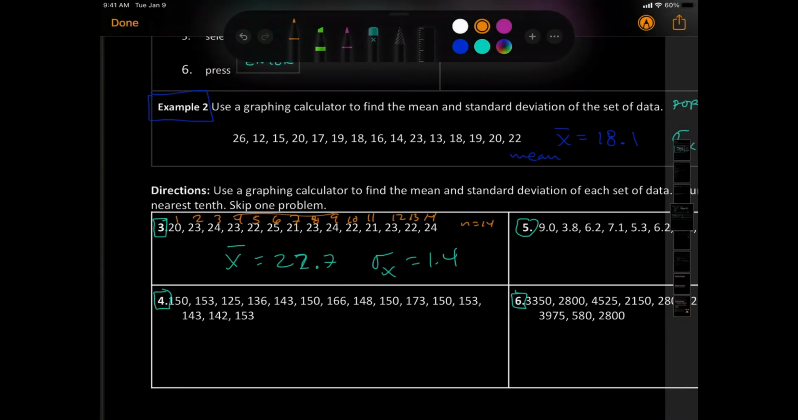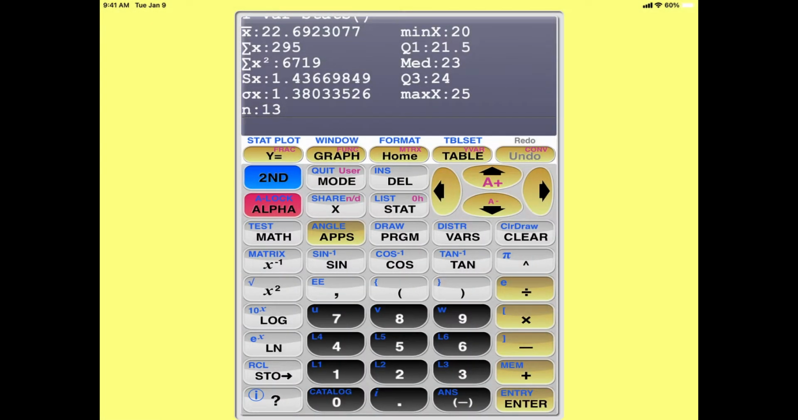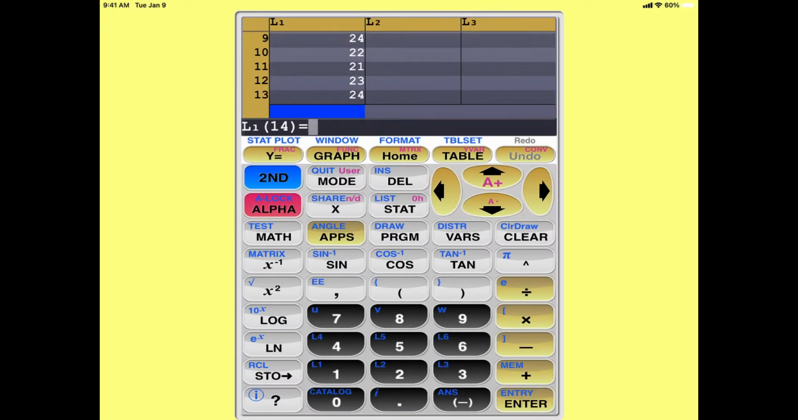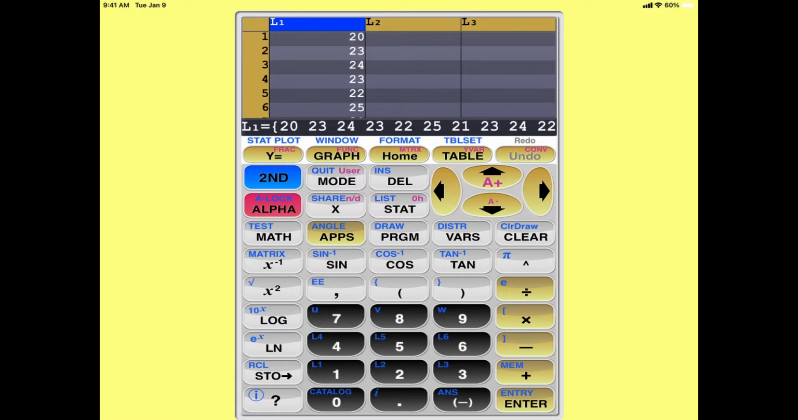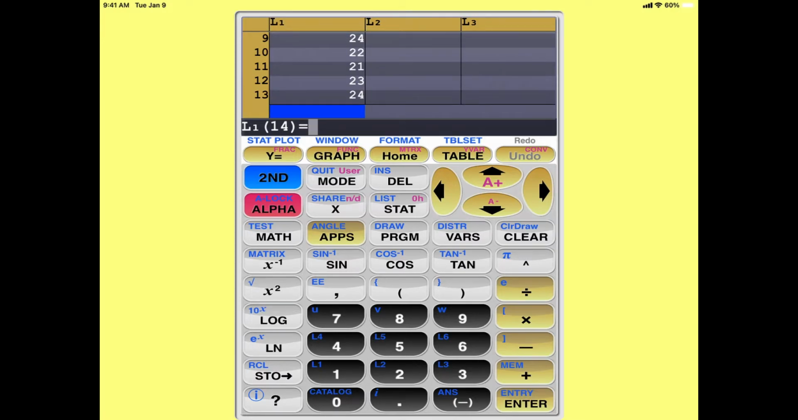Okay, what does that mean? That means I missed a number, and that's why my numbers are off. So if I look at my numbers, stat, edit, let's go. Did you catch the number I missed? 20, 23, 24, 23, 22, 25, 21, 23, 24, 22, 21, 23, 22. I missed a 22.